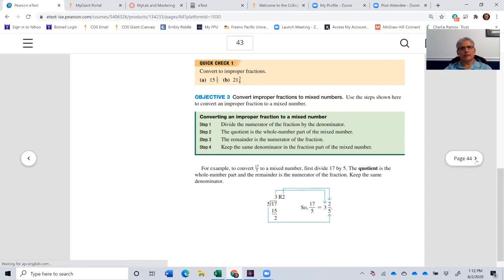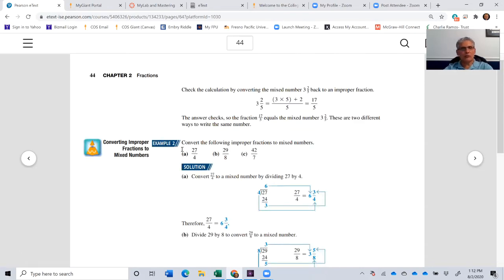Those are the steps. Let's go ahead and apply them. So 27 over 4 is an improper fraction, and we want to convert that to a mixed number. Go ahead and pause, try to solve, and then you can come back.